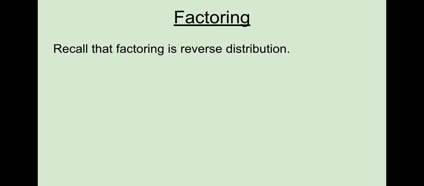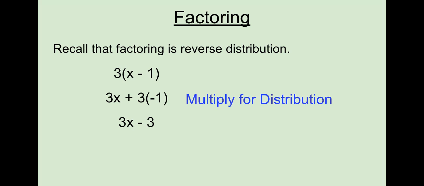So remember, factoring is just reverse distribution, where distribution is just multiplication. Here I have a 3 times x minus 1, so it's a 3 times x, and then plus a 3 times negative 1, and then 3 times negative 1 is just negative 3. So when you do distribution, you just do multiplying. So multiply for distribution. That's the deal.